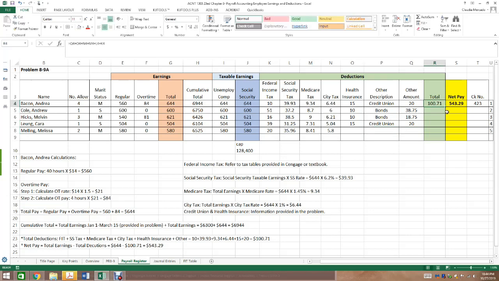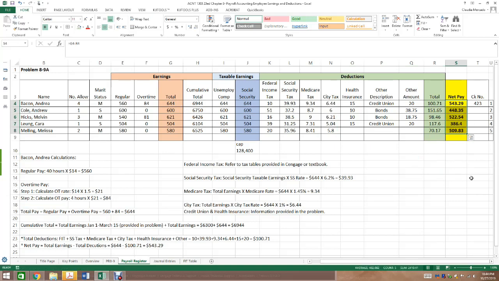Now we're going to get the total deductions, which is basically adding all of our deduction columns. We're adding our federal, our Social Security, our Medicare, our city, our health insurance, and our other. And this is a total for all of this information right here. Now for my net pay, I'm going to get my total earnings minus my total deductions, and that's going to give me my net pay.